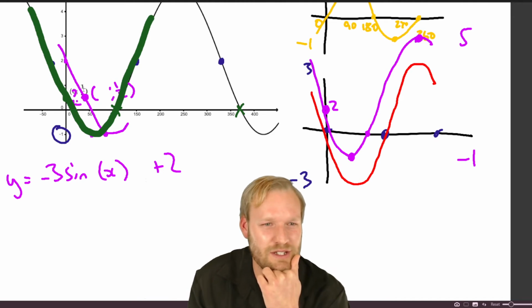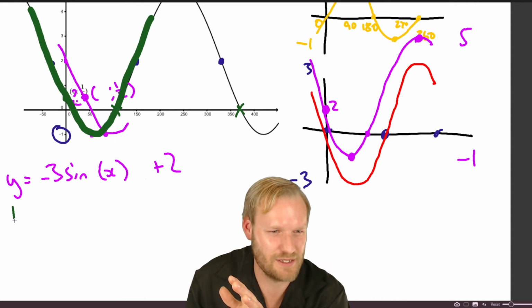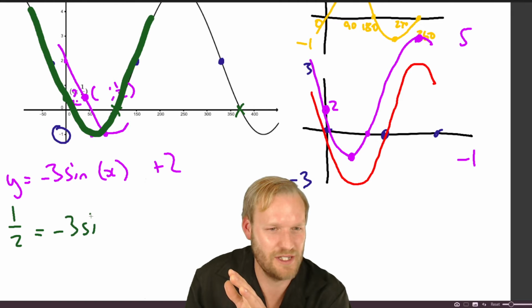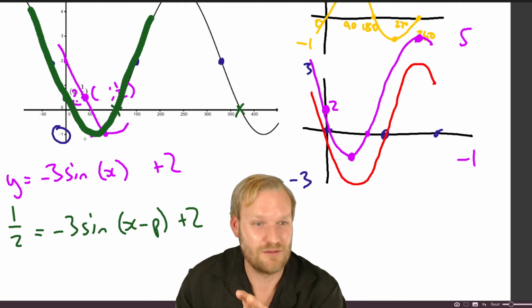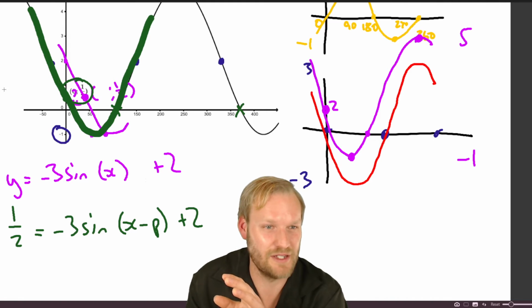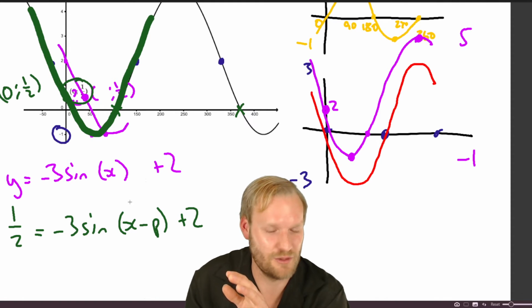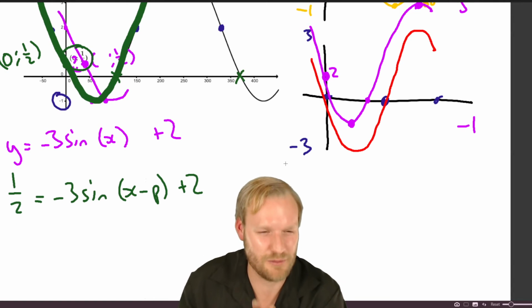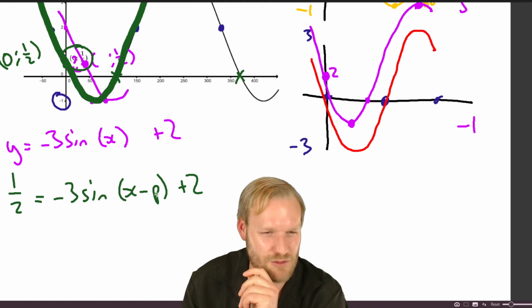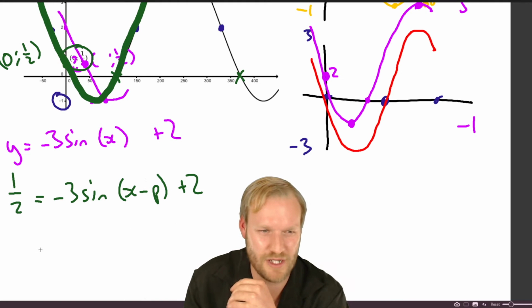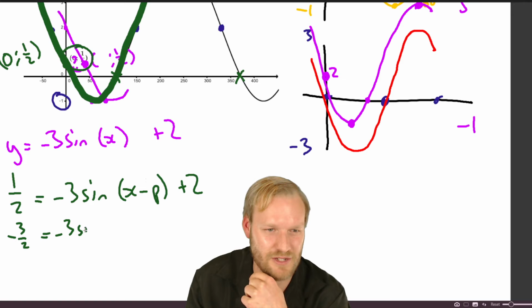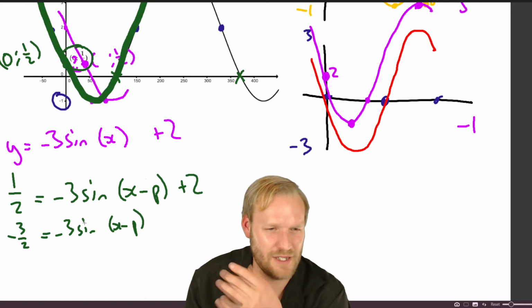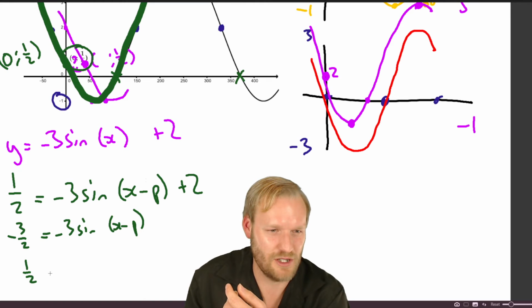Okay, so what we want to see is this value here. Let's just sub it in and see if it makes sense. We've got a half equals minus 3 sine of (x minus p) plus 2. That's just by subbing in this point that's hidden away over here, (0, a half), into our equation, which is just another way of asking the same question, but maybe having it written down helps. So we're seeing how much we have to move it left by so that this is true. Let's subtract 2 from each side: minus 3 over 2 equals minus 3 sine of (x minus p). And divide both sides by negative 3. So we've got a half equals sine of (x minus p).